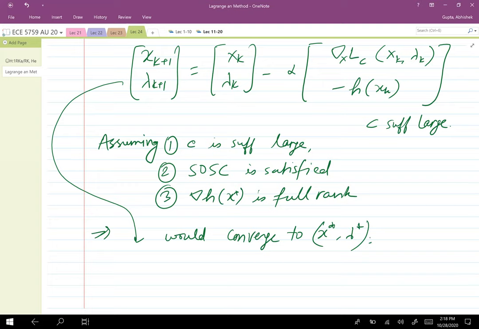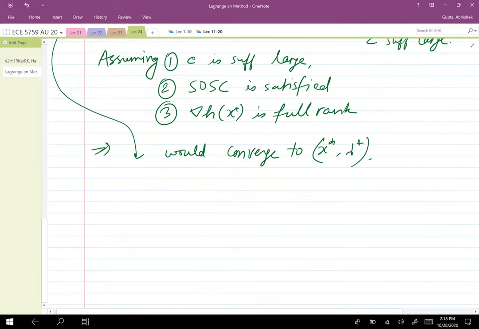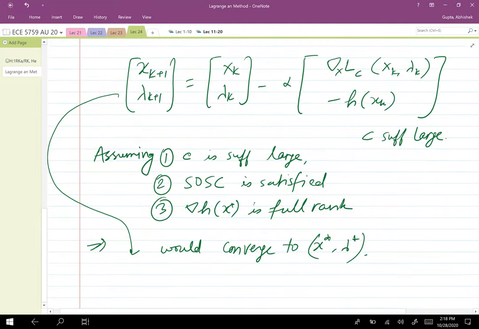Actually, it would be good to contrast this with the augmented Lagrangian approach. So any questions so far on this particular result? I just want to contrast this algorithm with the augmented Lagrangian method. So let me just write it here.